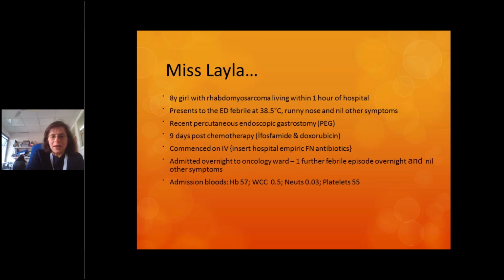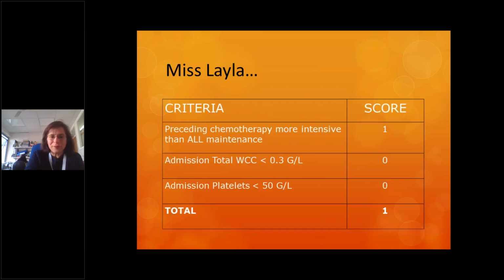So how would she classify with this Australian score? I'm going to do it for you. Any comments? Anyone want to try? She definitely had chemotherapy more intensive than ALL maintenance, because ifosfamide and doxorubicin are quite aggressive and will cause mucositis and definitely neutropenia, so she has that already. Her total white cells are more than 0.3, and the platelets are more than 50. So she qualifies as a score 1.